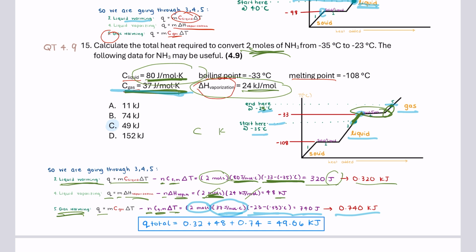Finally, we can add all of these values together. 0.320 plus 48 plus 0.740 to get the final and total heat required, which is going to be approximately 49.06 kilojoules. So the answer to problem 15 is C.